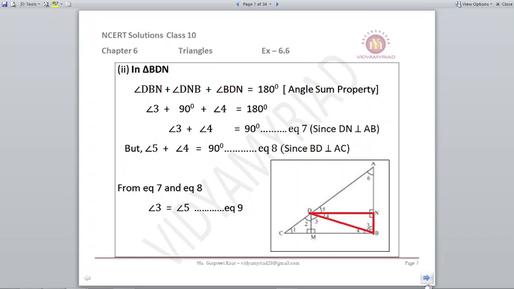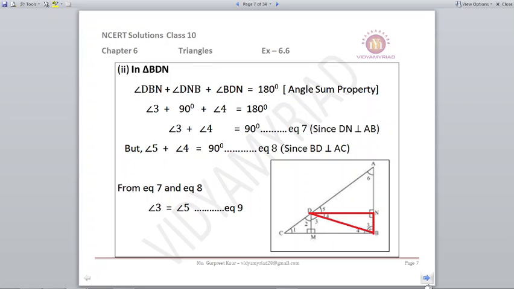If we take triangle BDN, again if we use the angle sum property, angle 3 plus 4 will be equal to 90 degrees. Now you must be wondering, I have taken 3 two times and I have also written 4 two times. If you follow the criteria of parallel lines and transversal, those angles will be equal according to the alternate interior angles. So I have named it as 3 and I have named it as 4.